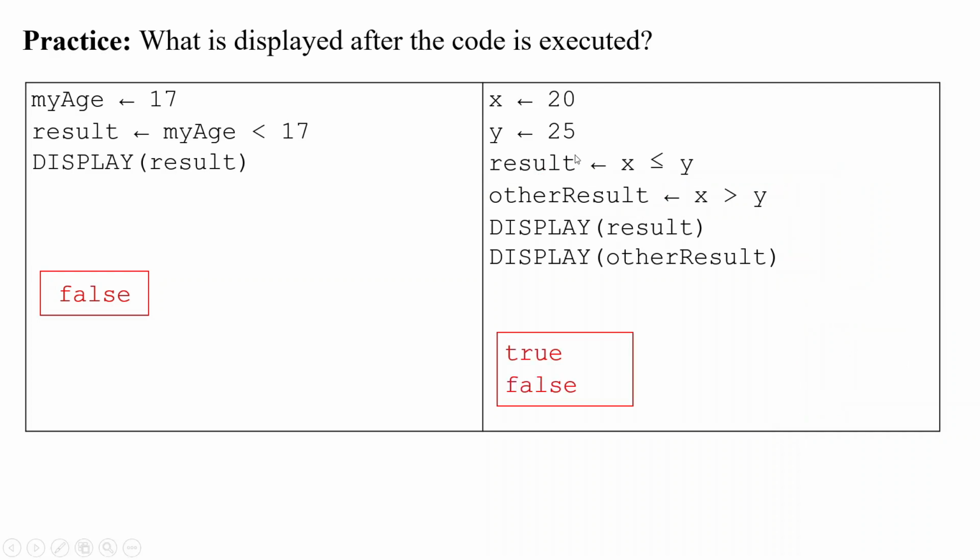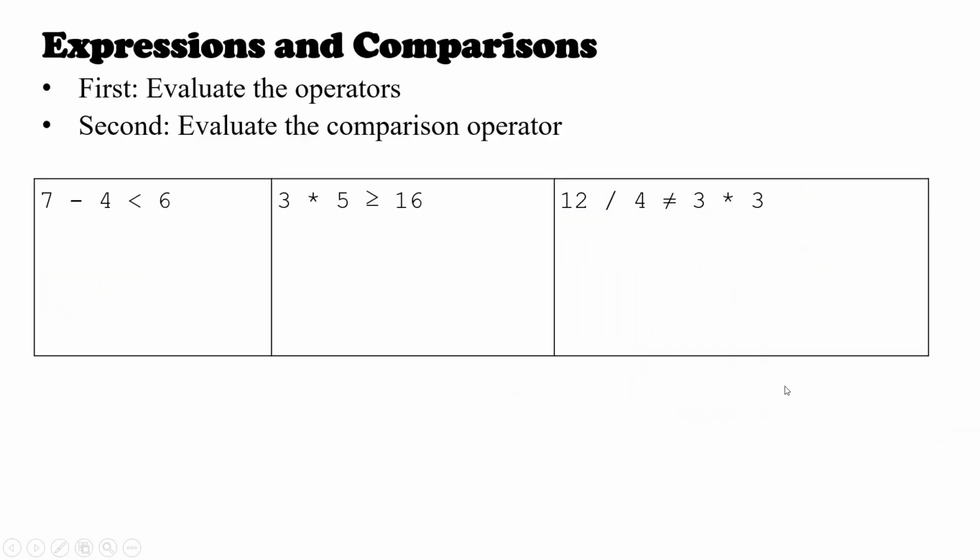So when I come down here and I display result and then I display other result, I'm going to display true first and then I'm going to display false. Okay. Because this expression was true, so that's what I display here. And then this expression was false, and that's what I display here, is the variable stored in other result. Okay? So those comparison operators ask questions.